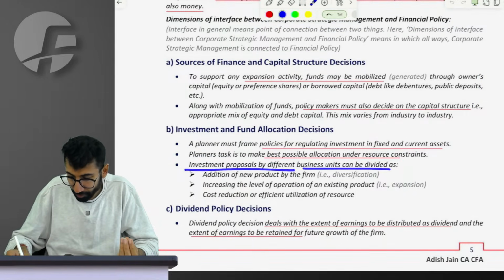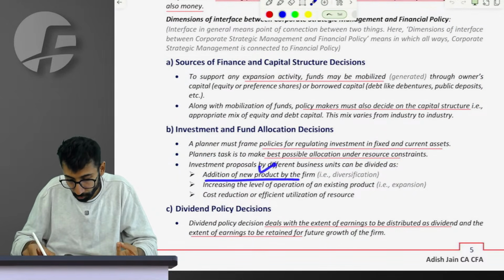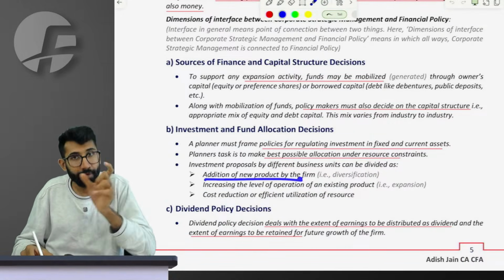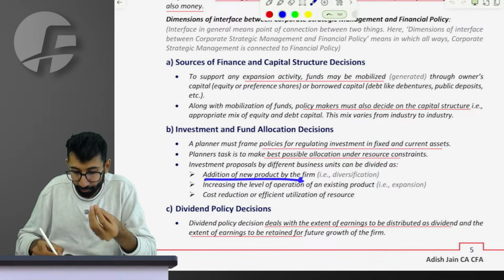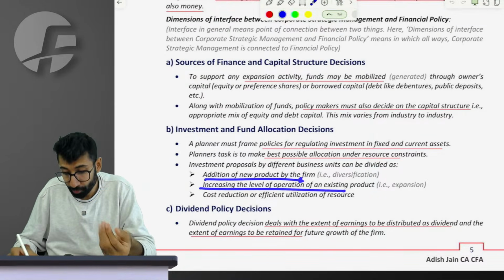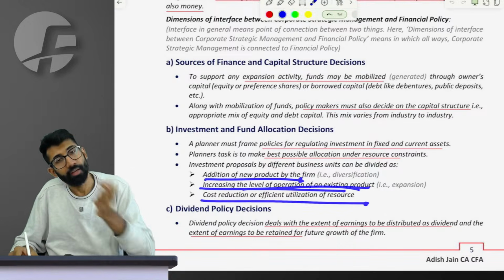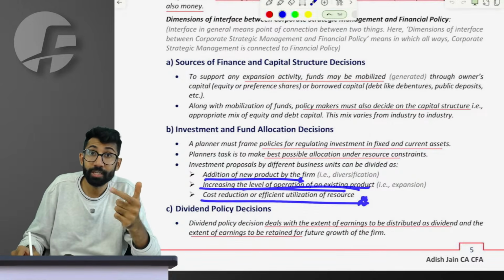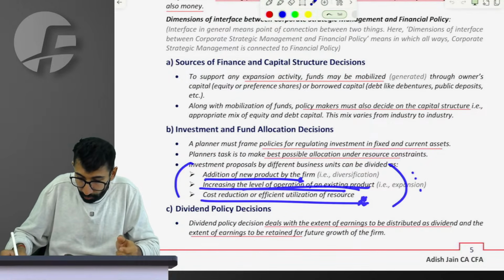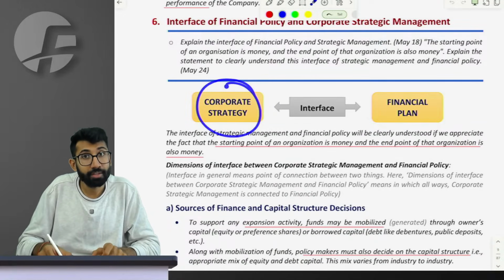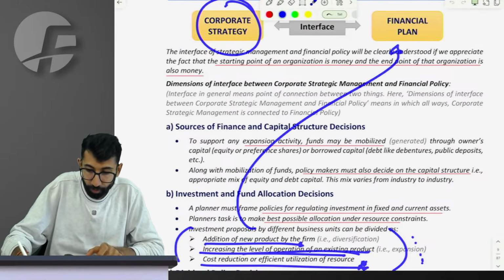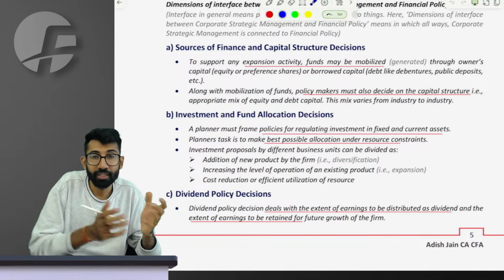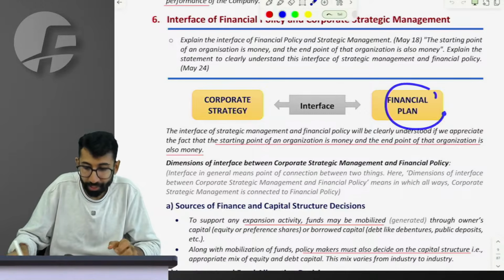Investment proposals by different business units can be a proposal to add a new product, to increase the level of operation, or to reduce the cost. For example, I have two products and I want to add one more product. I'm right now manufacturing 1 lakh units and I want to manufacture 5 lakh units, basically a new level. Cost reduction: I am manufacturing everything, but this machine has a higher cost per unit, and bringing in a new machine has a lower cost. That is a replacement decision. So these decisions which relate to corporate strategy automatically involve a financial plan. You want to enter a new business, which is a corporate strategy, but that requires money, so you will have to make a financial plan.